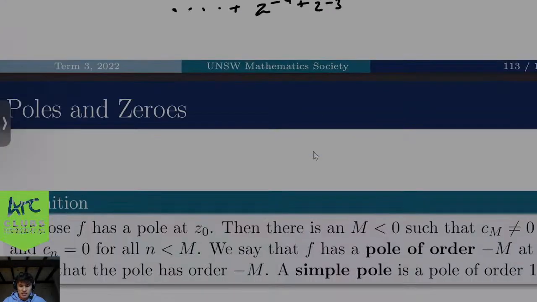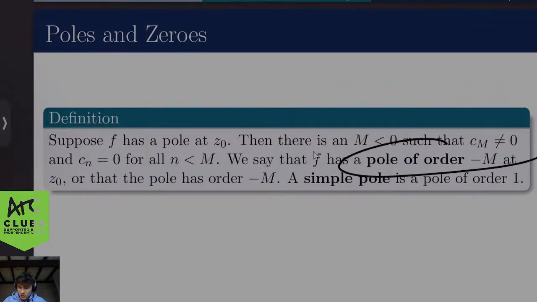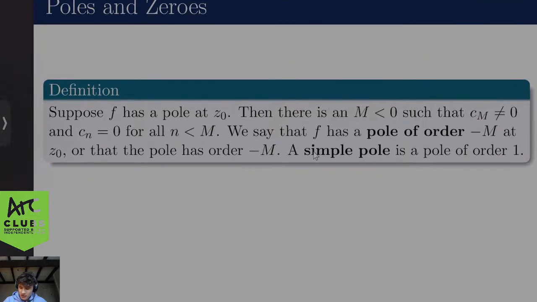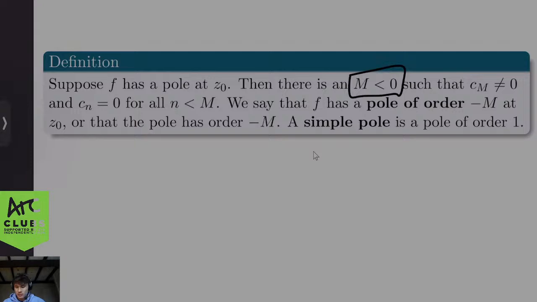Alright, so we'll move on to poles and zeros. So we've kind of already seen this, a pole of order m. They say negative m here, but it's just how they define it, because they say m is less than 0. Now, a simple pole is of order 1.